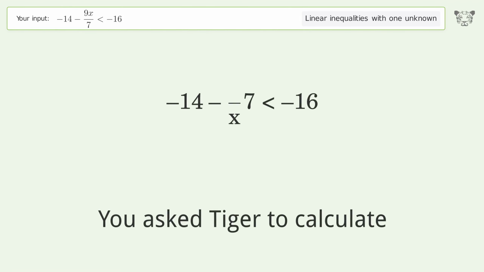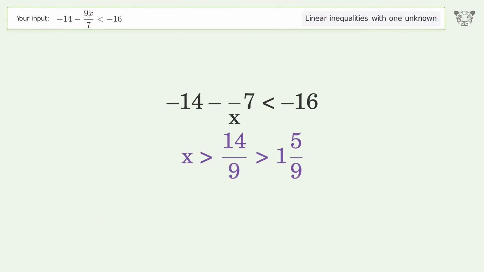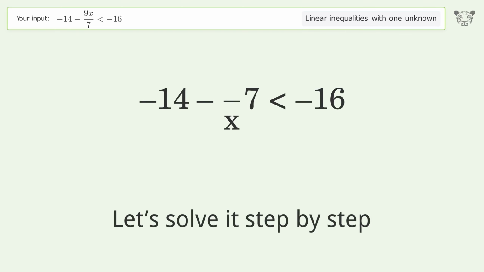You ask Tiger to calculate. This deals with linear inequalities with one unknown. The final result is x greater than 14 over 9 greater than 15 over 9. Let's solve it step by step.